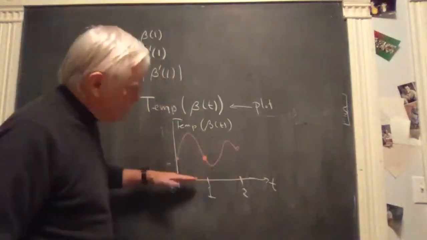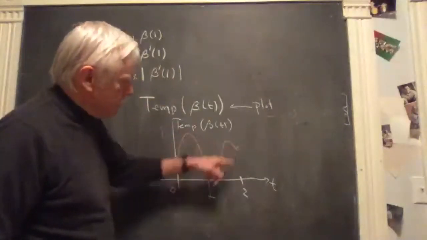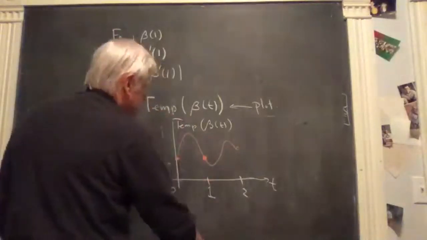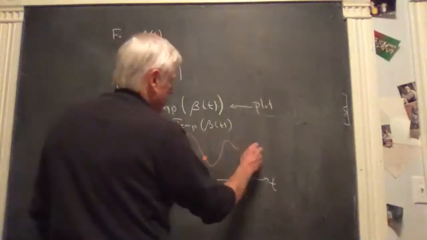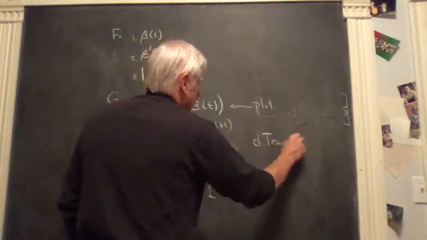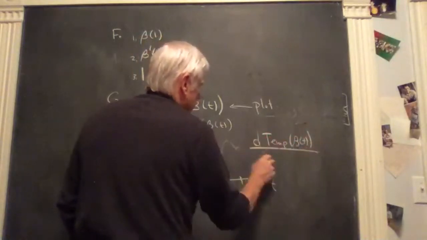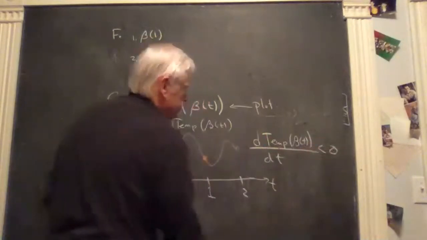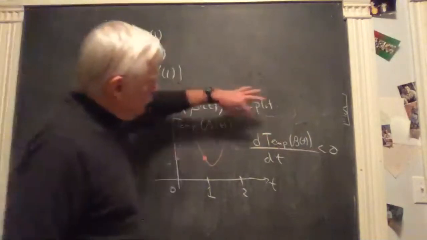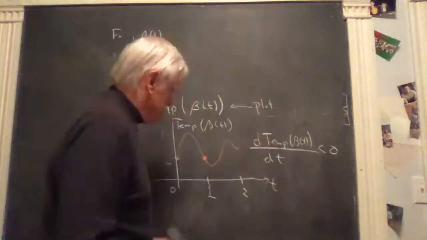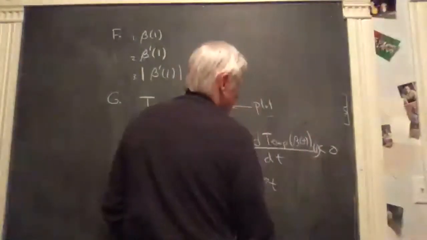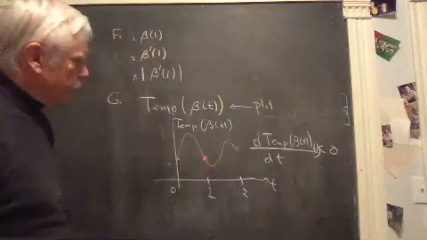Now, this doesn't show the path. This just shows the temperature as you progress on the path. And at that point, it is decreasing. It is decreasing because the derivative of the temperature of beta of t with respect to t is less than 0. So it's got a negative derivative. If you find this function and take the derivative, plug in 1, you will get a negative number. That's what this graph shows.